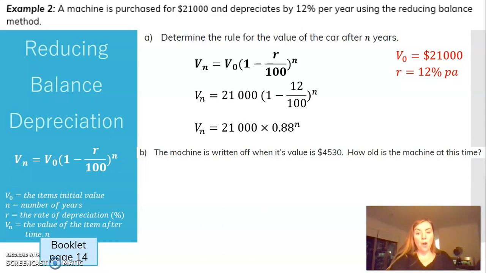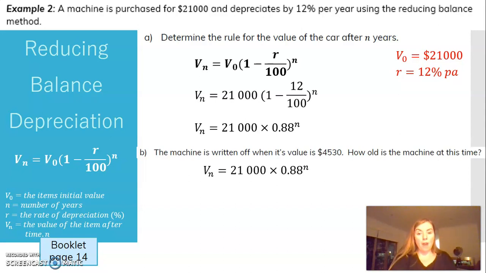The machine is written off when its value is $4,530. How old is the machine at this time? So again, we're going to use the rule. How would I use the rule to solve this question? We're told its value, so again, that is our Vn, and we want to know what our n is at that time.